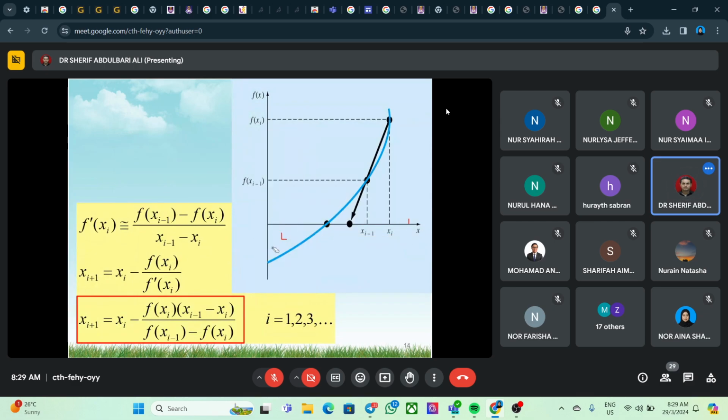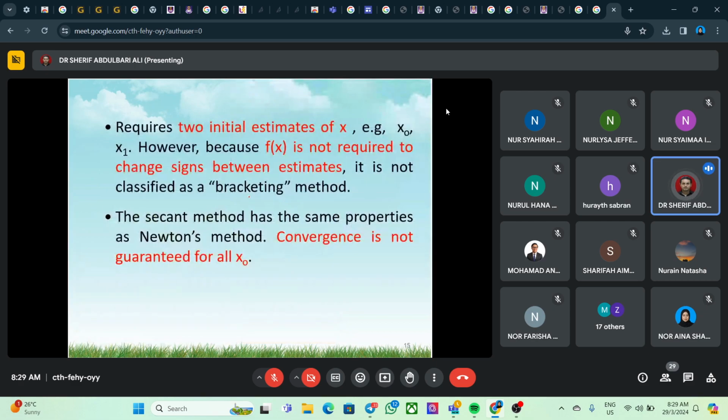But in the case of the second method, what do I have here? I have the value of xi initial and xi minus 1 backward at these two positions. But between them, there is no root. The root is totally different, it's not between them. If the root is between them, then this is considered a bracketing method. But since the root is not between them, that's why it's classified as an open method.